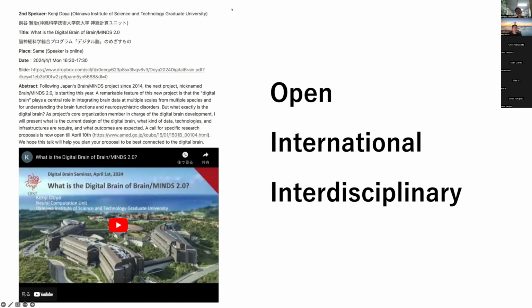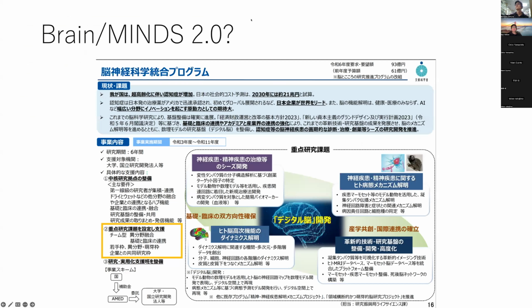Firstly, I closely collaborated with Tagami, a Kyushu University mathematician, on mathematics and brain science. And not only mathematics, I think physics and any other interdisciplinary field is very important for understanding the digital brain. So this open, international, and interdisciplinary approach is very important, I believe. These are the three important features.